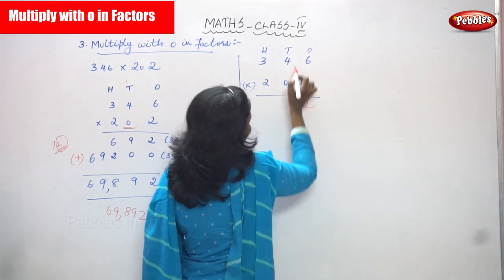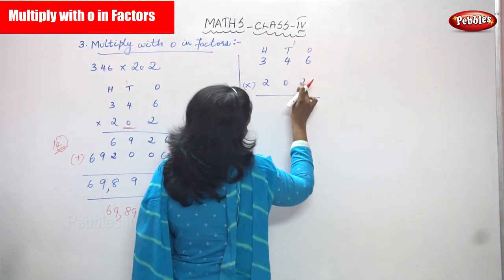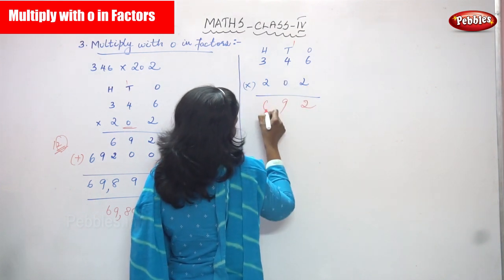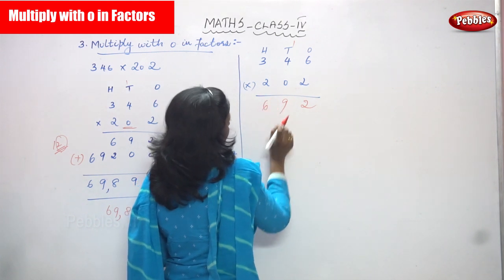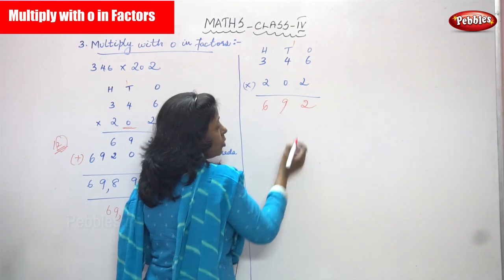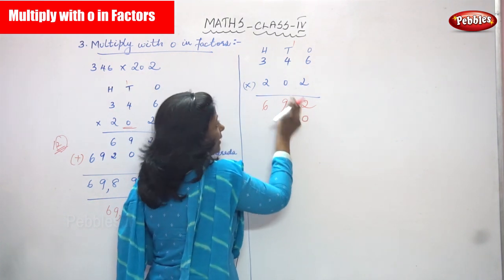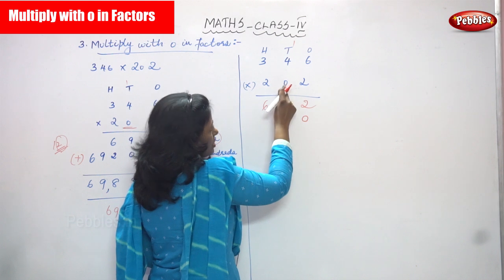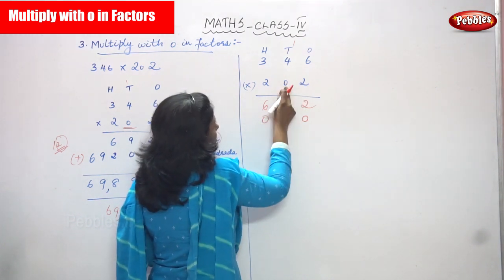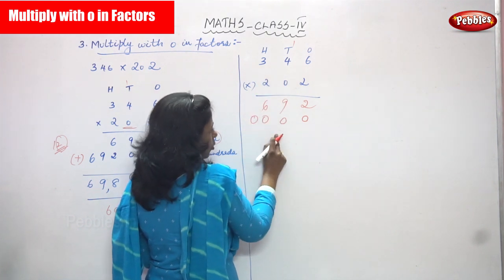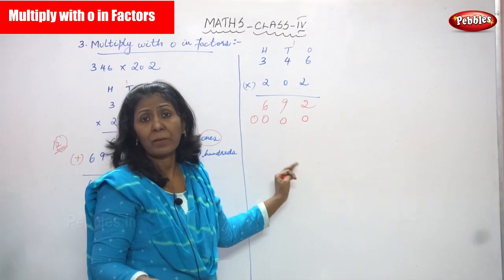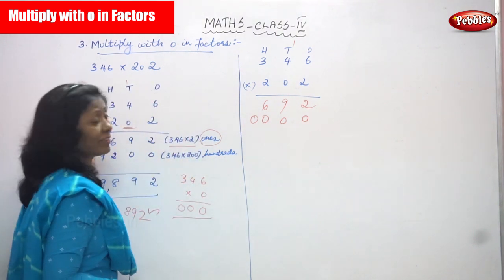So 6 2s are 12, carryover 1 goes to the tens place. 2 4s are 8, 8 plus 1, 9, and again 3 2s are 6, there is no carryover, 6 right as it is. Next I am going to multiply by 0, this 0 is the tens place value. So in the ones place you must put 0, then you start multiplying by 0: 0 into 6 is 0, 0 into 4 is 0, 0 into 3 is 0. That is what I told you, it's not necessary to write, because it's a waste of time. Better you skip that. That is what I've done here.